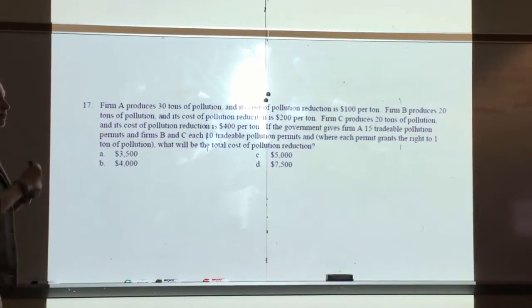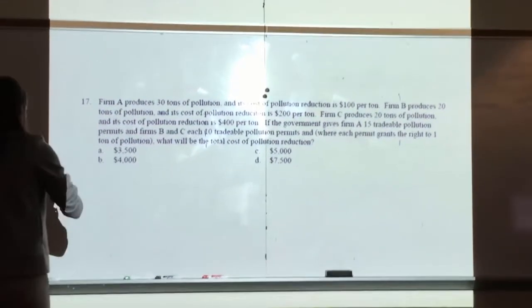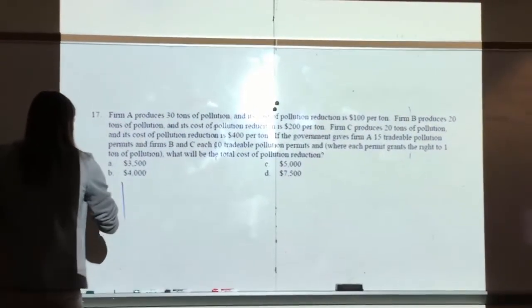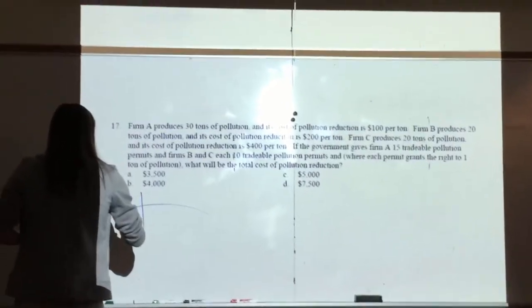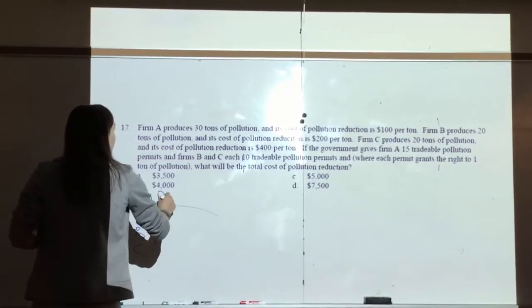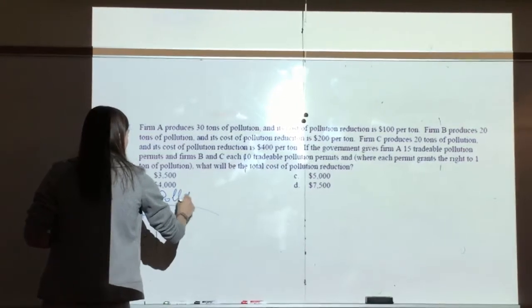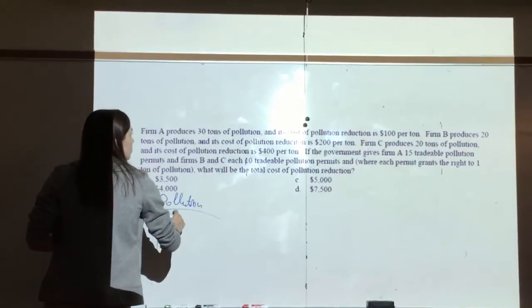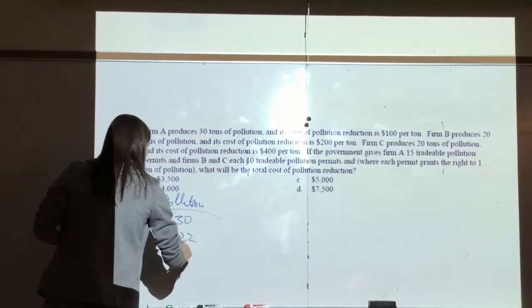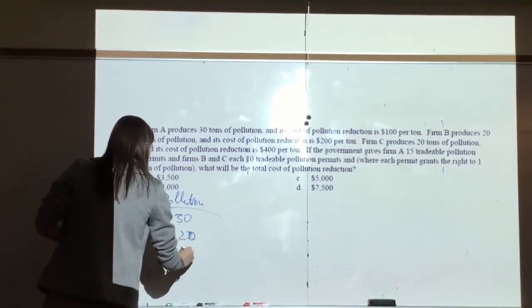I don't remember. So let's solve. Let's make a table, that's going to make it easier. So we have A, B, and C. They're polluting 30, 20, 20.